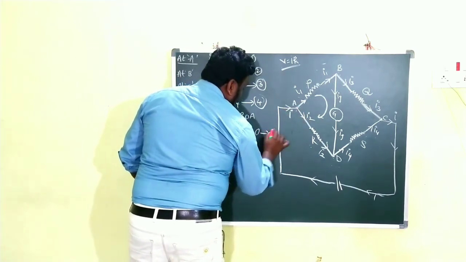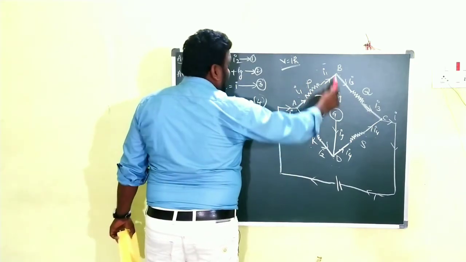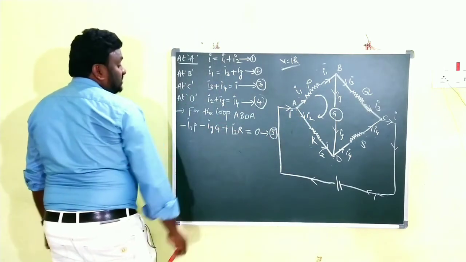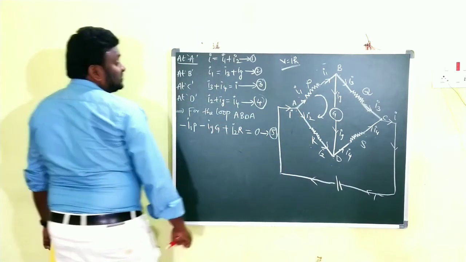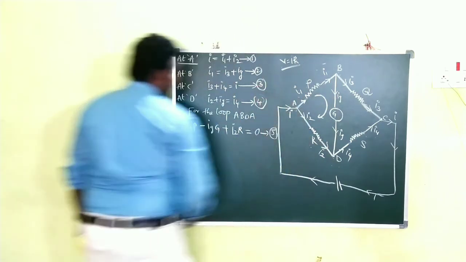Now equation number 5. We apply, children, the algebraic sum of potentials in a loop is equal to 0. That is only Kirchhoff's second law. So we have successfully applied it for the loop A, B, D, A.